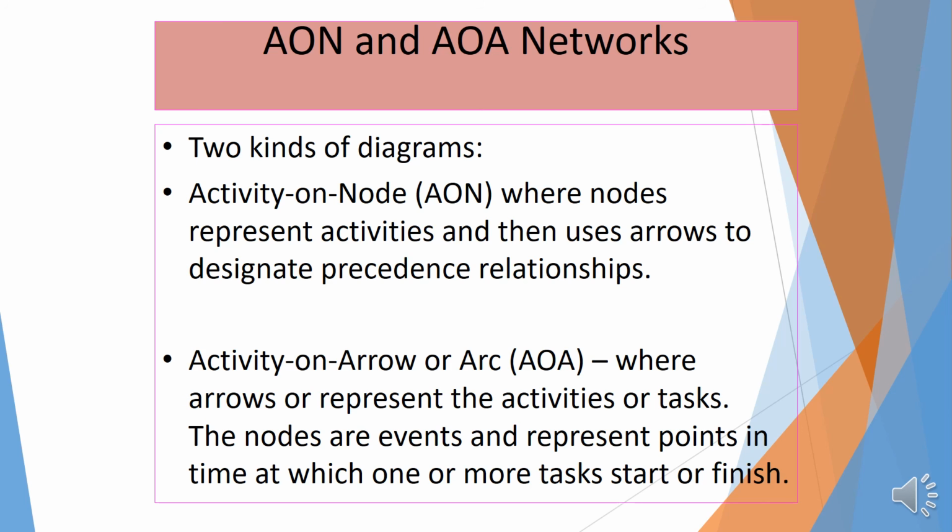Then the other kind of network can be activity on the arrow or activity on the arc, AOA, where arrows represent activities or tasks, and the nodes this time are events and represent points in time at which one or more tasks start or finish.